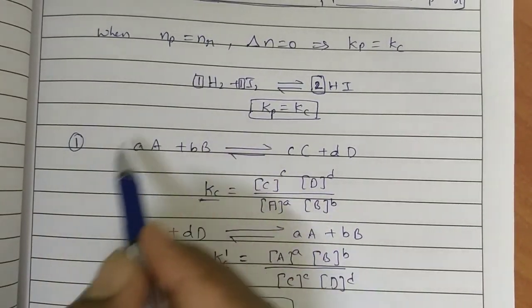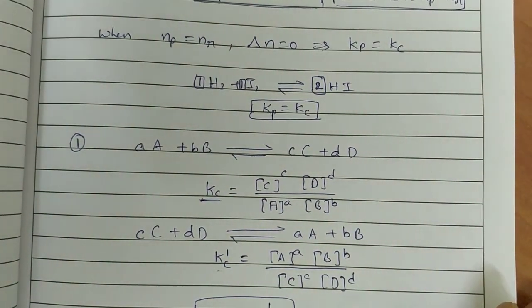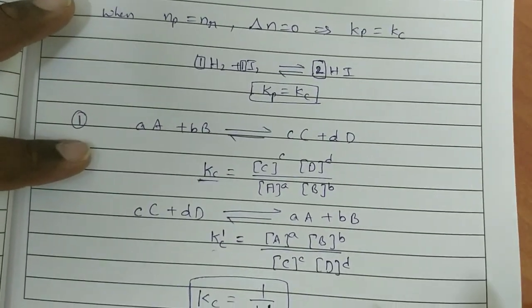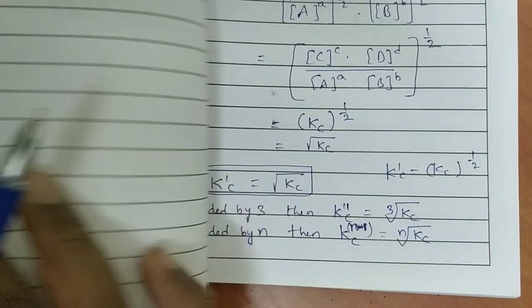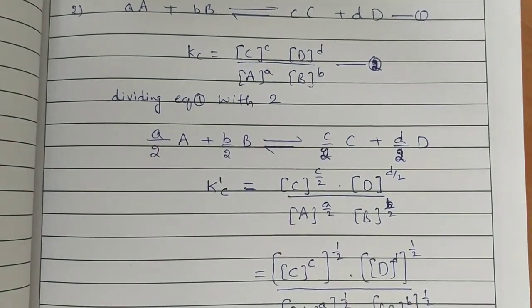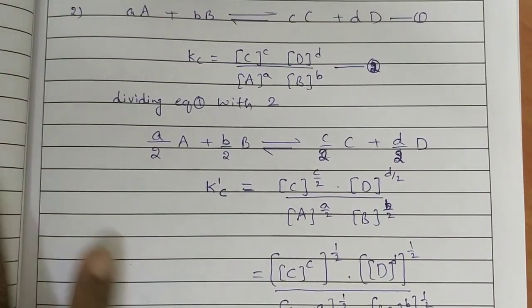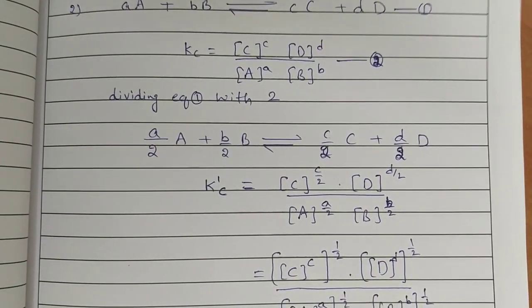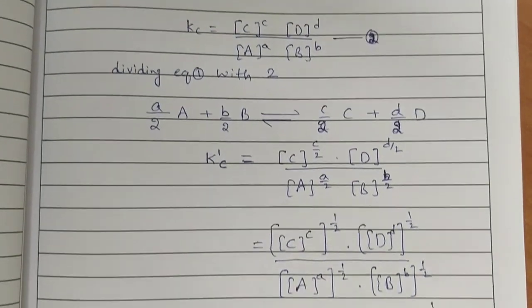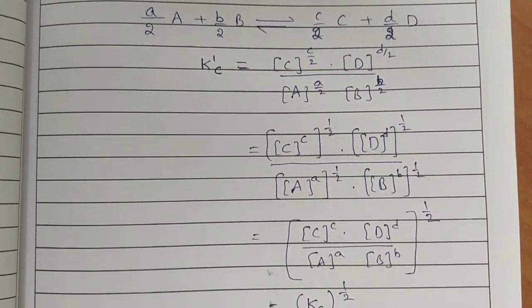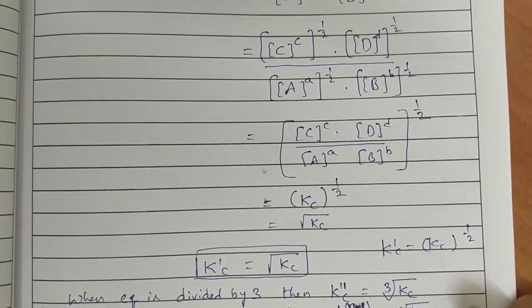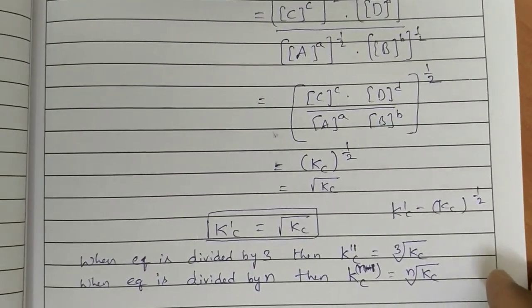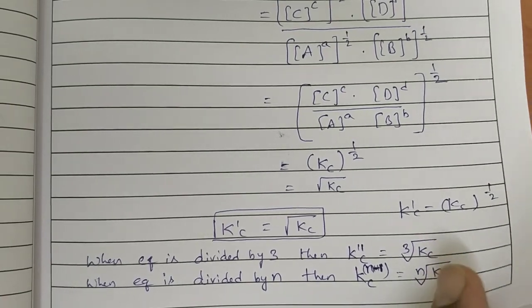Next, applications of this equilibrium constant. When we reverse the reaction, then Kc is equal to 1 by K dash c. Like the second one, when we divide the reaction by 2 or any other value, how do you write the new equilibrium constant? K dash c is equal to Kc power 1 by 2. Like that we have written.